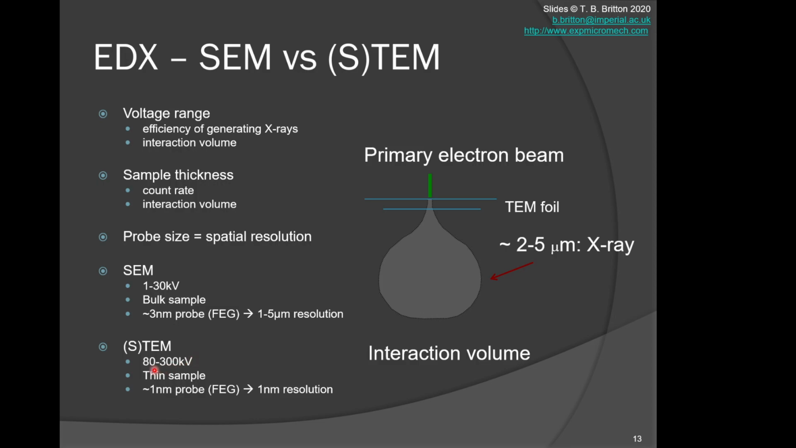For STEM, we go to higher voltages, but that higher voltage is useful for lots of things. It can excite higher characteristic X-ray energies. We can also look through a thin sample. And again, it's the through thickness times the width of the probe that will control the interaction volume.